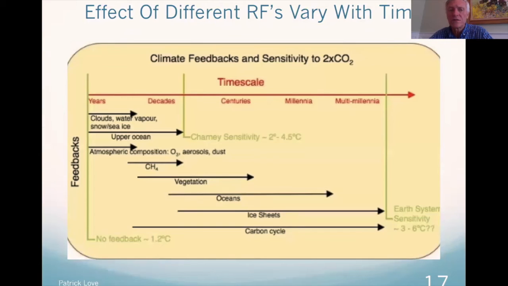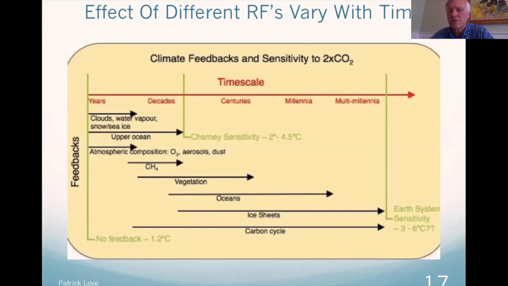So if you look at this, when you inject 2 times the CO2 equivalent into the atmosphere, clouds and water vapor adjust fairly quickly. The upper ocean warms up a little more slowly. The atmospheric composition changes fairly quickly. These are years, not even quite decades. The upper ocean takes decades to warm up. CH4 takes decades to decay into CO2.